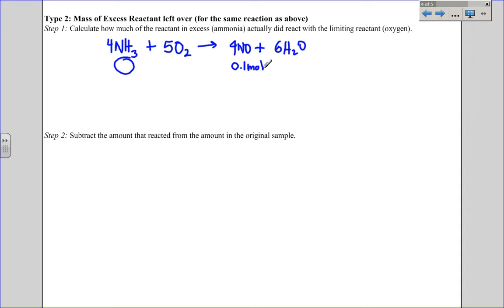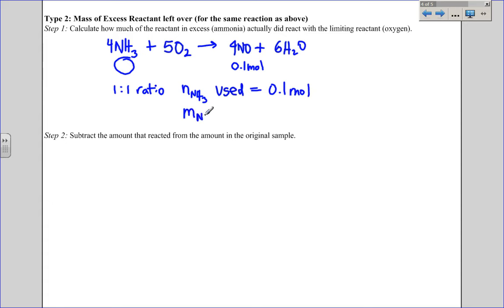So I know that in this reaction, when I combined the ammonia and the oxygen, I was able to produce 0.1 moles of NO. And I need to figure out how much NH3 was actually used in that process. So I need to use the ratio. The ratio here is 4 to 4, which is 1 to 1. So the moles of NH3 that are used is equal to 0.1 moles.